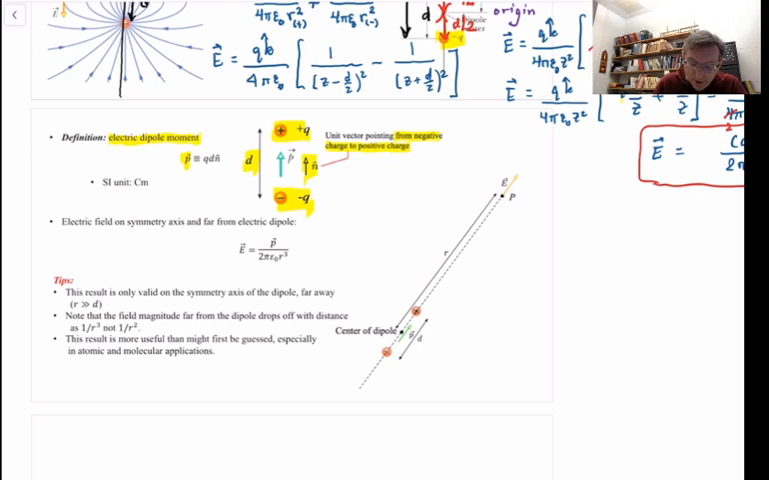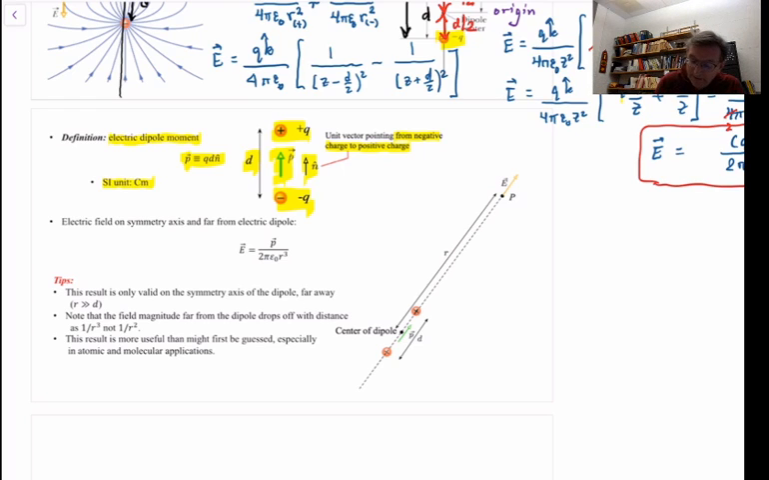All right, here's the definition of electric dipole moment vector. Take the magnitude of either charge, q, times the distance between them, d, times that unit vector, n hat. And so you get a vector that points from the negative towards the positive charge and would be labeled p arrow. Note the SI unit of electric dipole moment is Coulomb times meter.